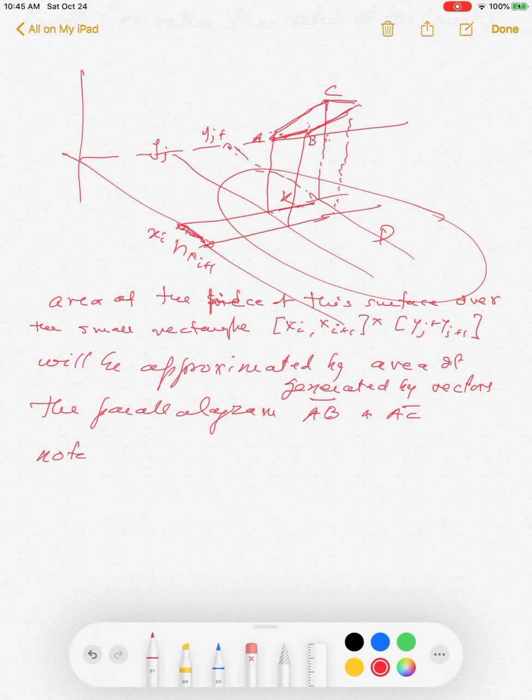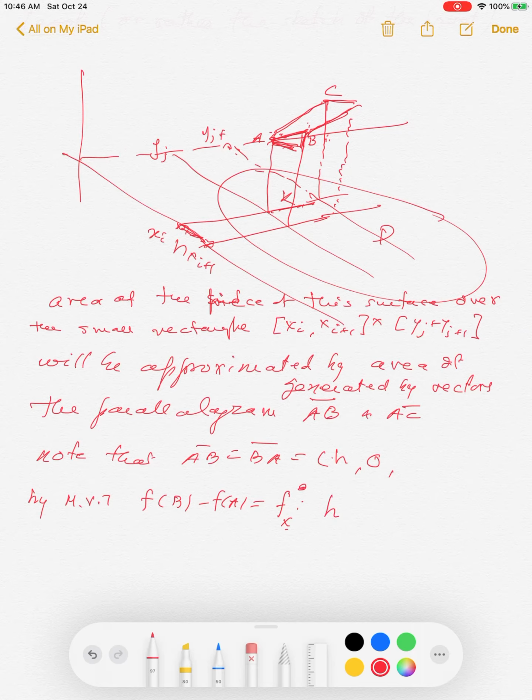Now let me call this h and this one k. So note that AB bar, which is going to be B bar minus A bar, is going to be, the change in the x coordinate is going to be h. There is no change in the y coordinate, and we are going to approximate. So we are using the mean value theorem: the value of the function at B minus the value of the function at A, because you are changing only x and y is kept fixed, is going to be the value of the derivative of the function at some point in between, times the width, which is h. So this is the function's x derivative at some point.